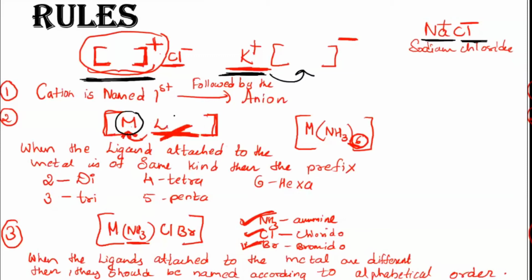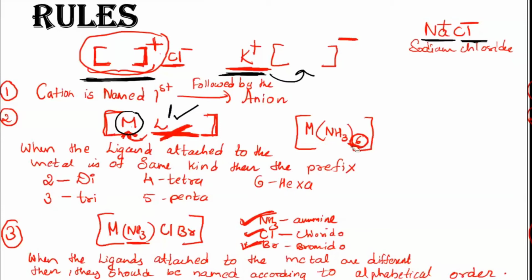So always you will name the ligand first. Your first priority should be naming the ligand according to IUPAC. After naming the ligand, then you will go to the metal. Now, ligands can be of different categories, or they can be of the same category. So two possibilities we can have here. Imagine the ligands are of the same category, the same kind of ligands are there.